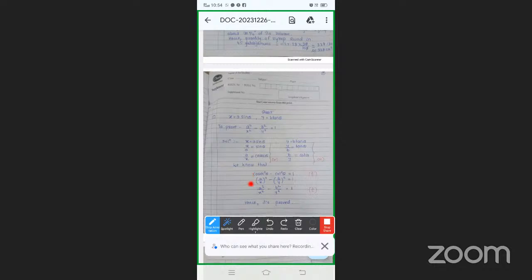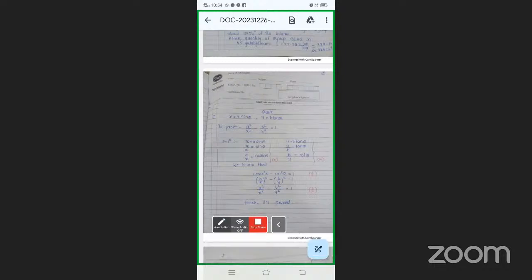So put that cosec theta value, that is (a upon x) whole square minus (b upon y) whole square is equal to 1. So put that value here, squaring them. So a square upon x square minus b square upon y square is equal to 1, since it is true. This is a very simple question. And then focus on that last question, the second. So what is the last question? We have to focus here.